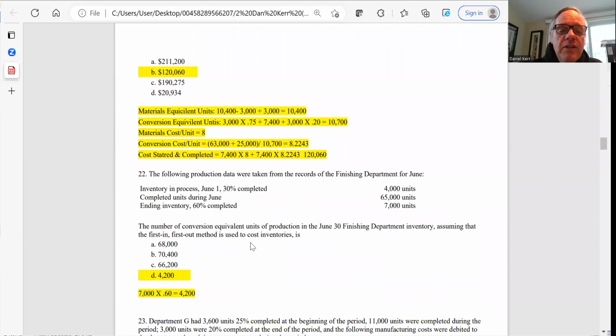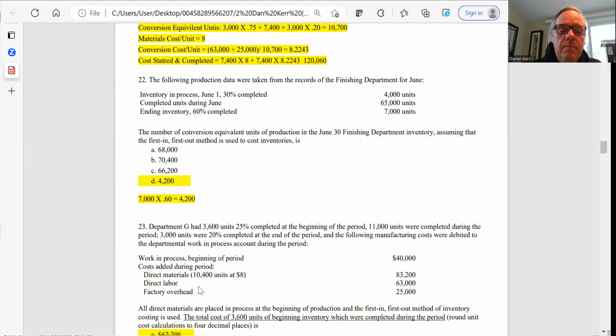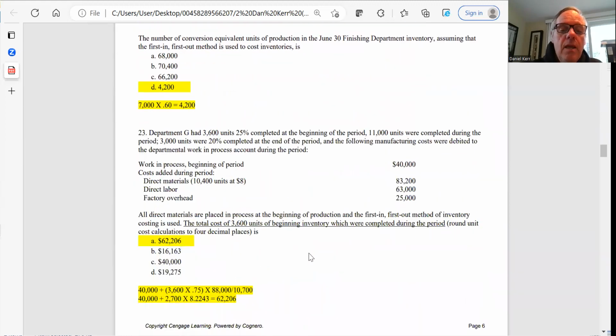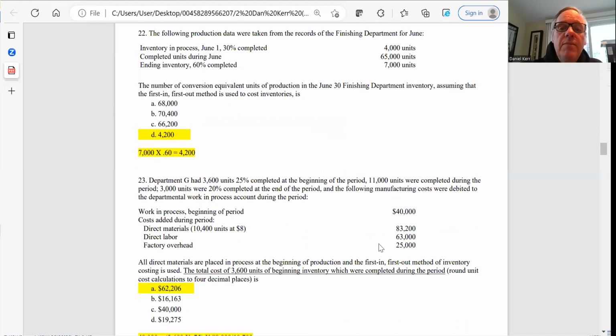Okay, next one. The number of conversion units in production finished goods inventory. The number of conversion equivalent units in the June 30th finishing department inventory, assuming they use the first in, first out method. So you had 7,000 units, and they were 60% complete. So with regard to conversion units, 7,000 times 0.6 gives me 4,200.